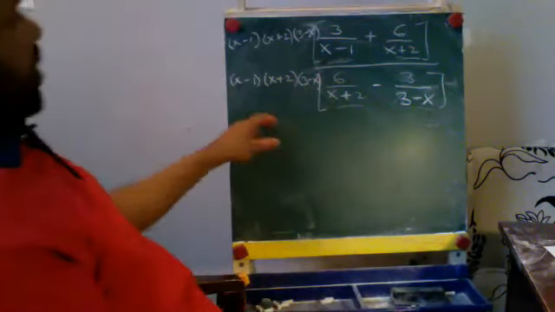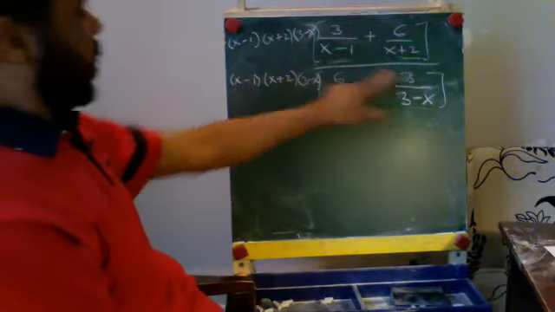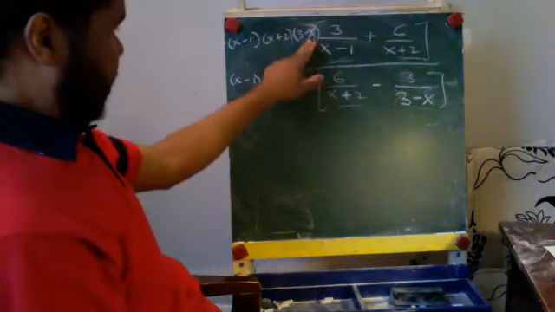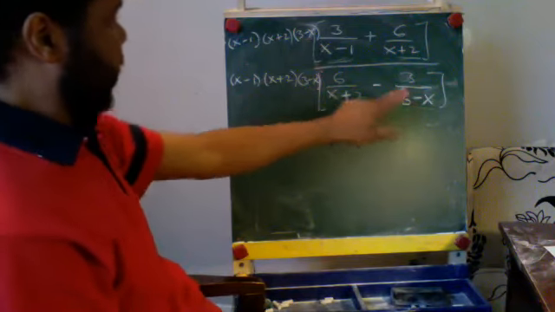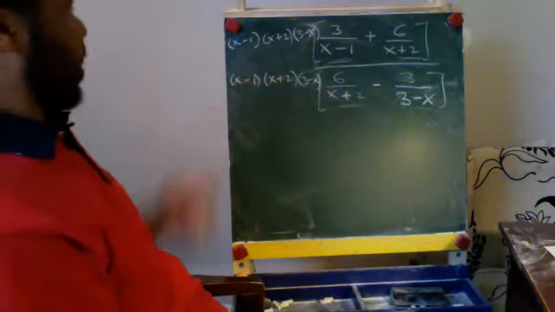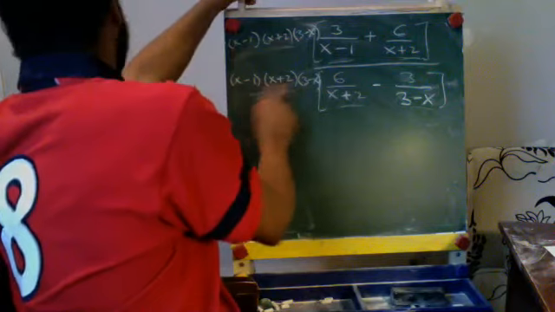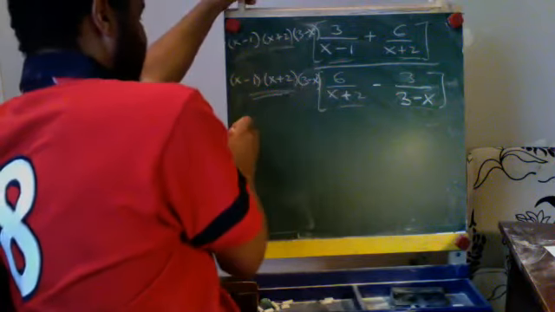Now I want to check to see if all the factors are there. x minus 1 there, x plus 2 there. This is there because it's in the denominator. So x plus 2 there, 3 minus x there. And so I have the same in the numerator and the same in the denominator. Therefore, we can now start multiplying.